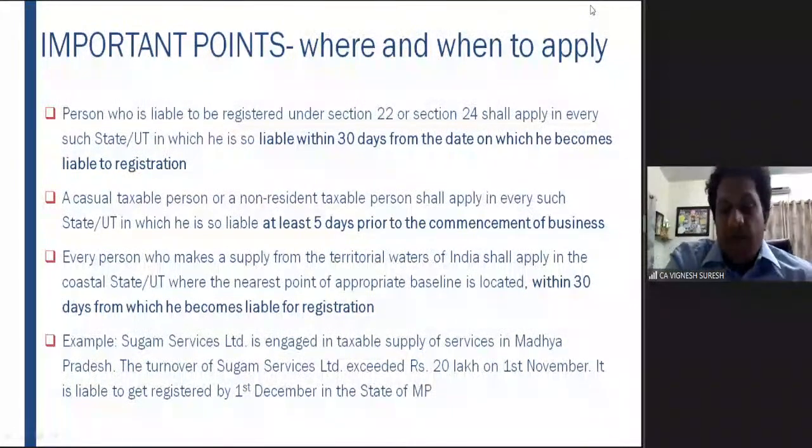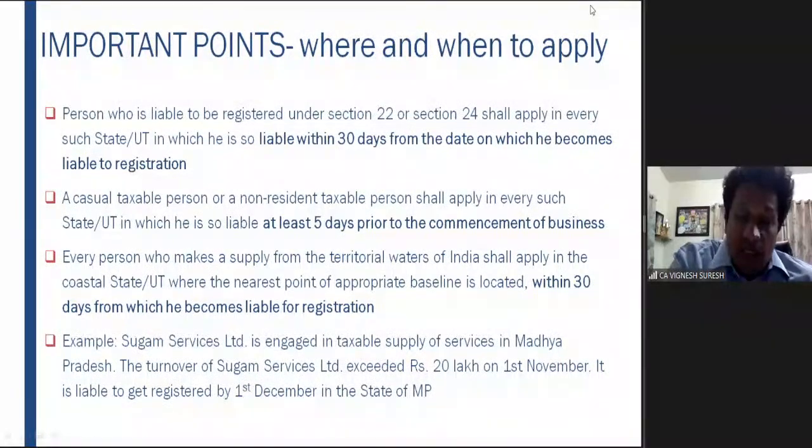Then sometimes there are persons in the territorial waters, that is in the sea waters, who might supply something on a ship when the ship is traveling from one place to the other.